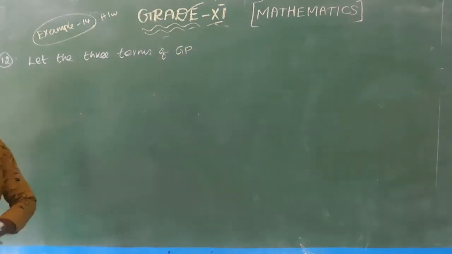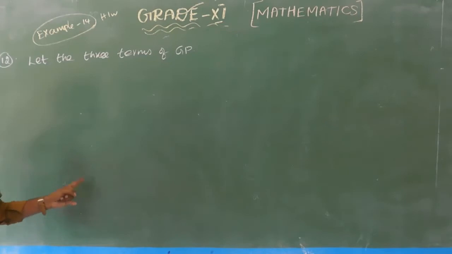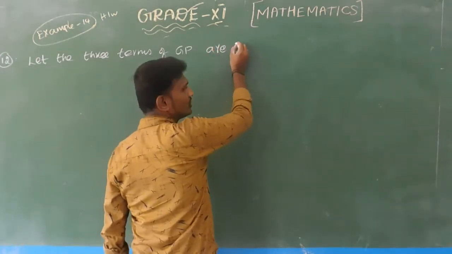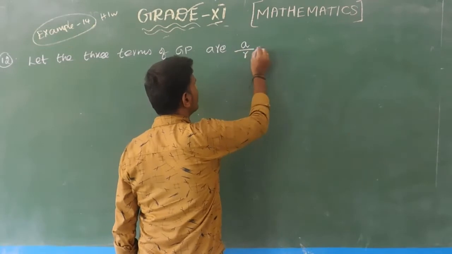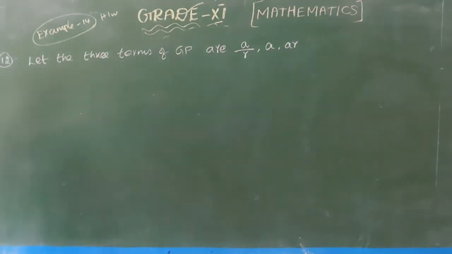So in general we have a formula a, ar, ar square. I already told you the consecutive terms. So what is the consecutive term? a by r, a, ar. So that's what I am going to take now. So the 3 terms of GP are a by r, a, ar.